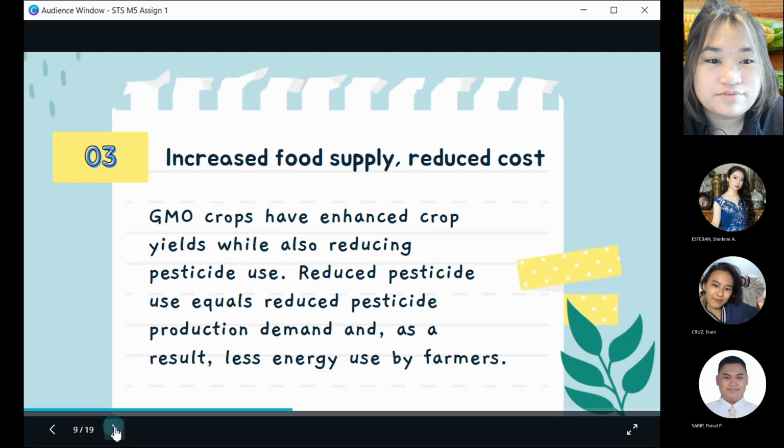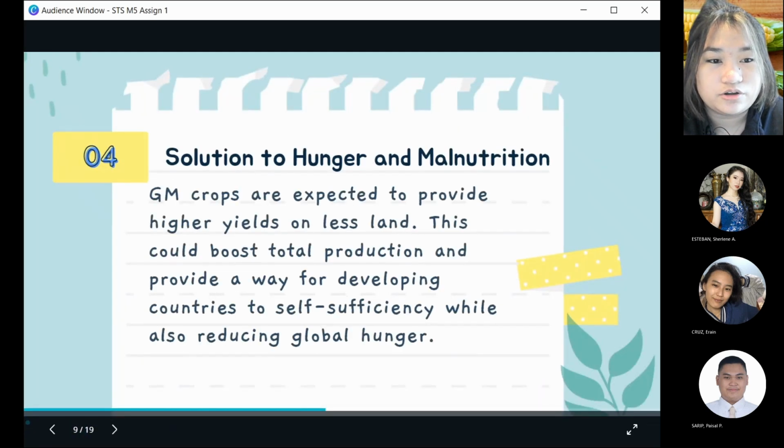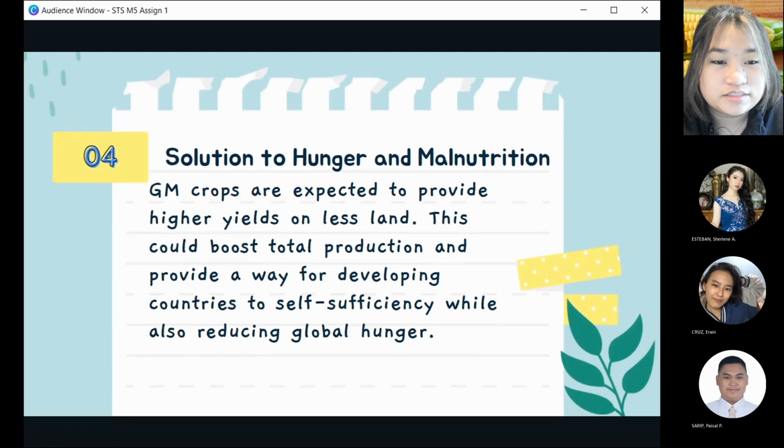Another benefit to this is having a solution to hunger and malnutrition all over the world. Biotechnology has enormous potential for underdeveloped countries. Improved food security, poverty alleviation, and environmental protection will all benefit from the use of high-yielding, disease and pest-resistant crops. GM crops are expected to provide higher yields on less land. This could boost total production and provide a way for developing countries to reach self-sufficiency while also reducing global hunger.